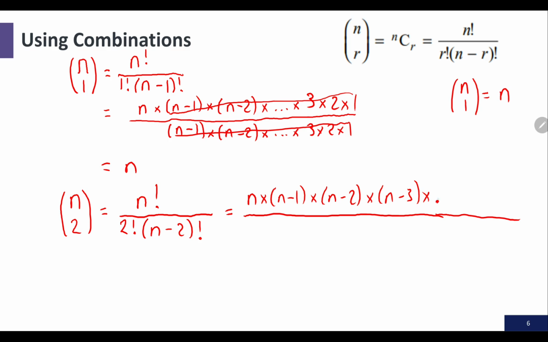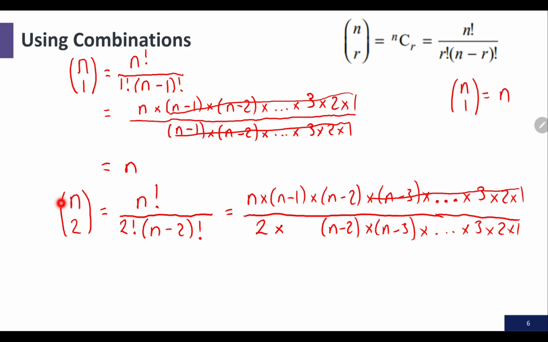I need to put in 3 dots just to show the pattern continues. You can't just write 3 times 2 times 1. Okay, so what's the denominator going to be? Well, 2 factorial is just 2. So it's going to be 2 lots of n minus 2 factorial, which is n minus 2, n minus 3, etc. all the way down to 3 times 2 times 1. And if you remember from the previous videos, you can just cancel off these bits here because these are being multiplied. And we're left with n times n minus 1 over 2.